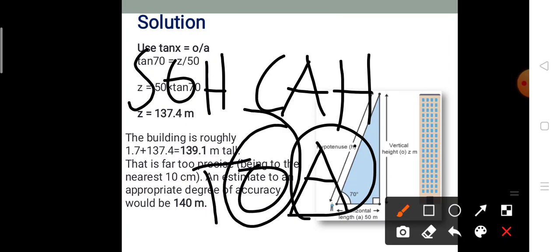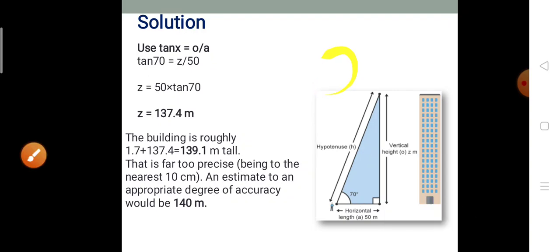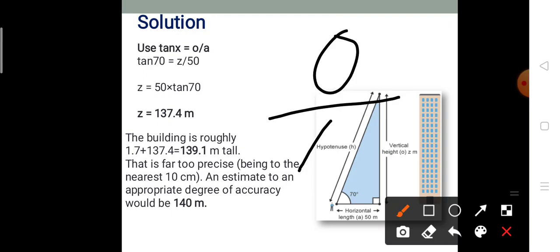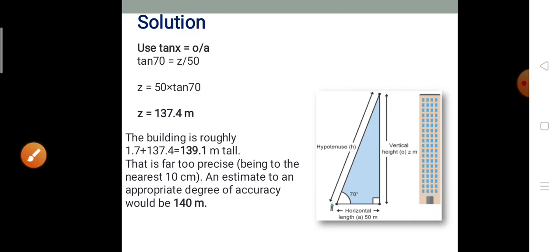So the form of the ratio is O over A, and in O over A, the ratio is T, or the tan. So use tan, opposite over adjacent. So you have tan 70 equals h over 50. Make h the subject by multiplying both sides by 50.